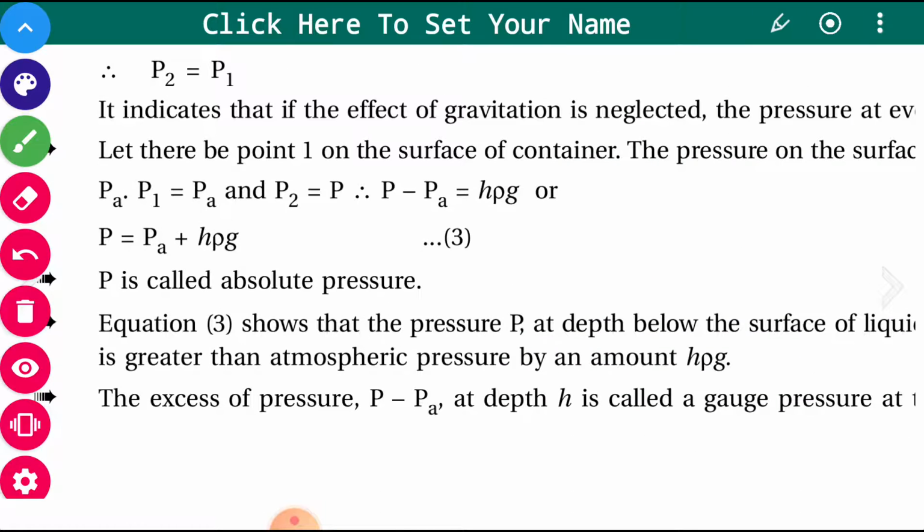The excess of pressure, that is P minus PA, how much pressure is more, is more by rho g h at depth h. This excess of pressure is called the gauge pressure at the depth.